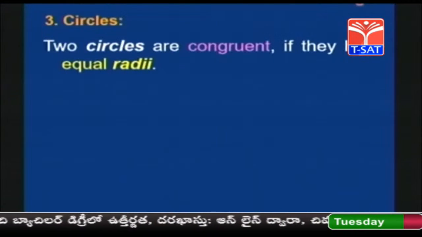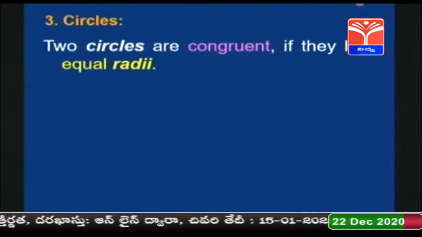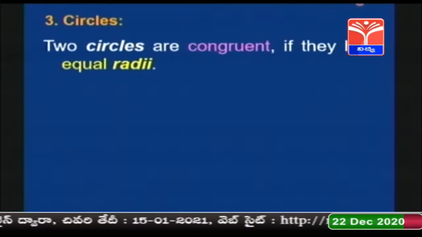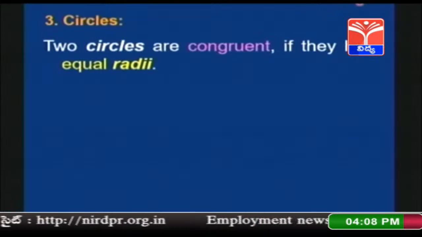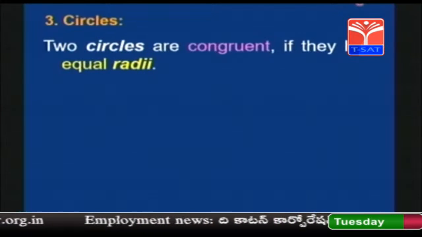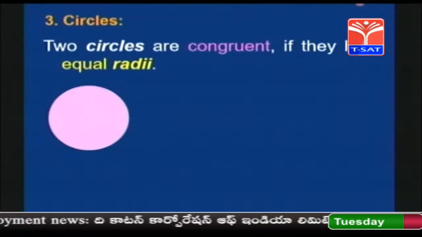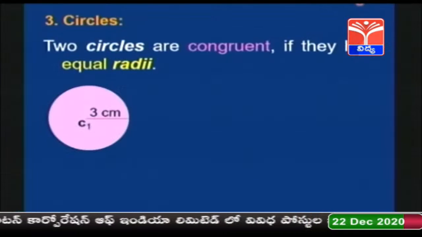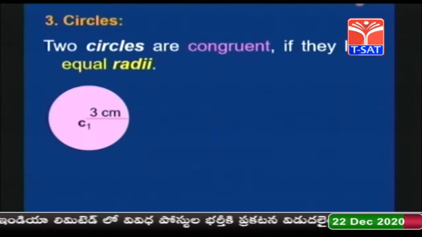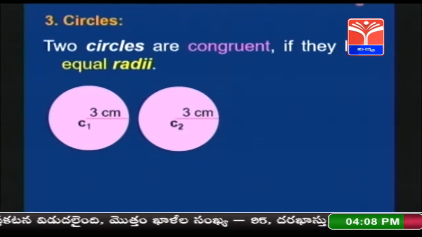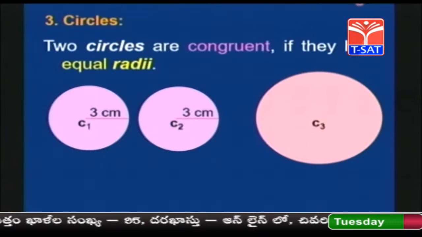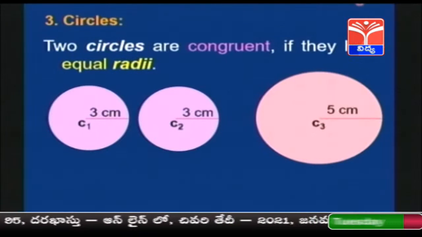Now observe the third example. How do we define the congruency of two circles? Two circles are congruent if they have equal radii. See children, radius is the singular form, radii is the plural form. While comparing the congruency of two circles, we have to compare their radii. See, C1 is the first circle of radius 3 centimeters, C2 is the second circle of radius 3 centimeters, and C3 is the third circle of radius 5 centimeters.